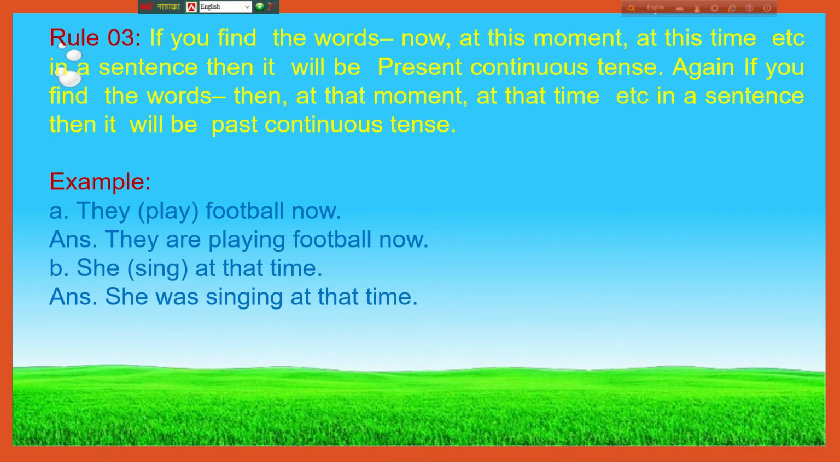Rule 3. If you find the words now, at this moment, at this time, etc. in a sentence, then it will be present continuous tense. Again, if you find the words then, at that moment, at that time, etc. in a sentence, then it will be past continuous tense. So let's see the example.